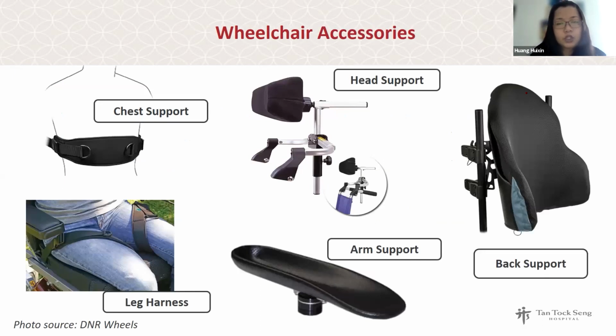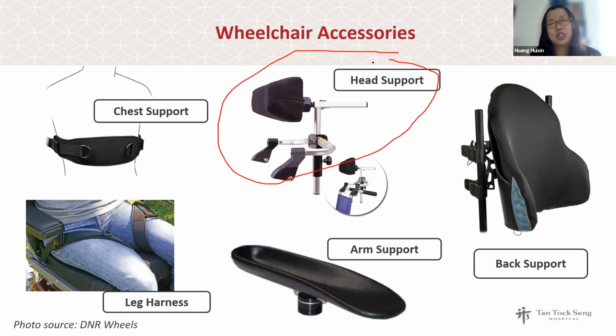So these are some of the wheelchair accessories that we are looking at. One of my favorites is the head support over here. It is an additional feature that is not that expensive and can be attached to a normal wheelchair for a patient with a fairly good trunk but poor neck control. So it helps me to keep tapping onto their current wheelchairs. We also look at chest supports to see whether they help secure the patient upright.